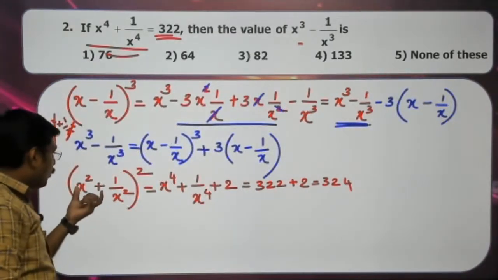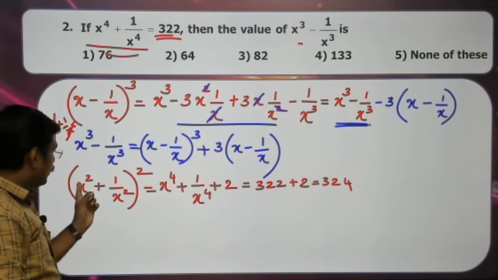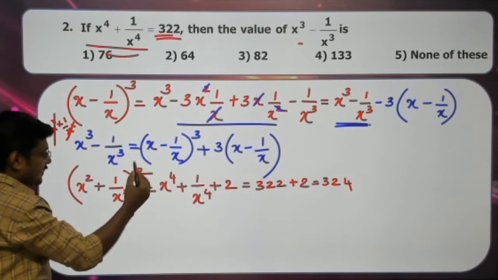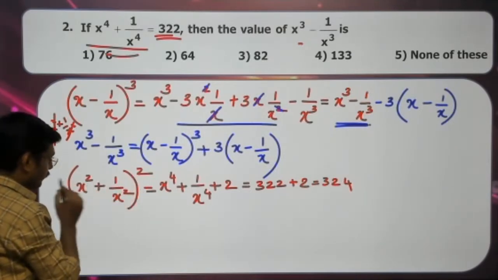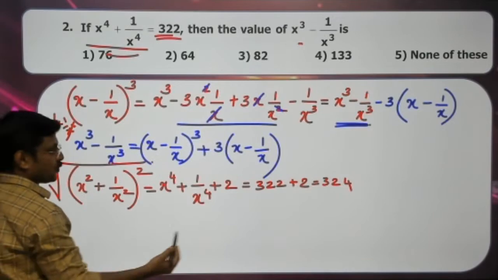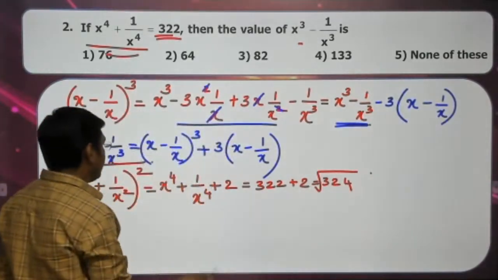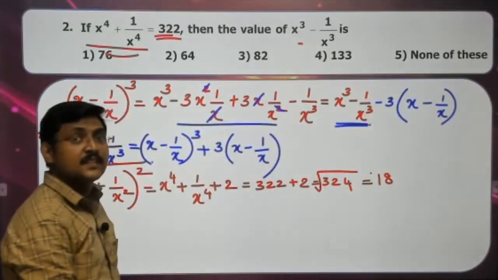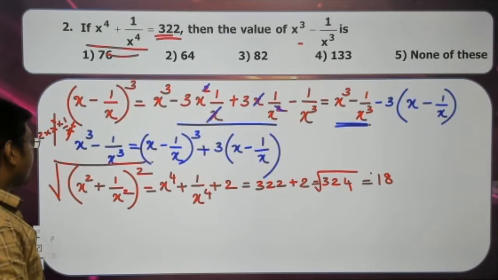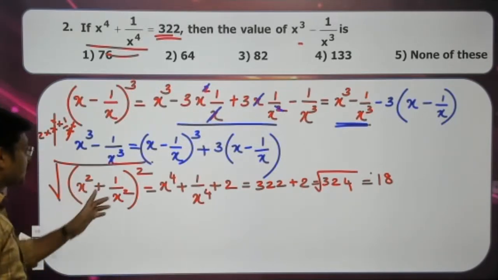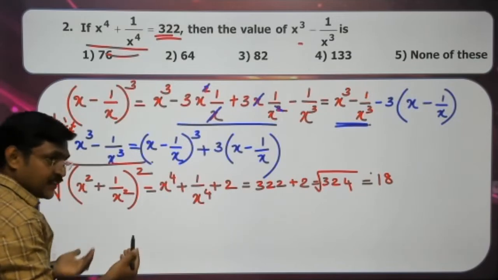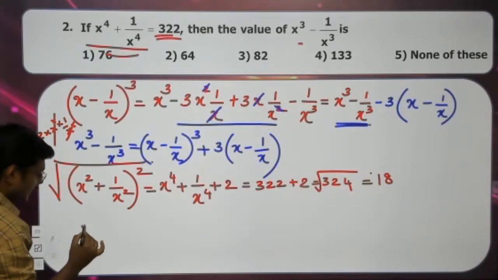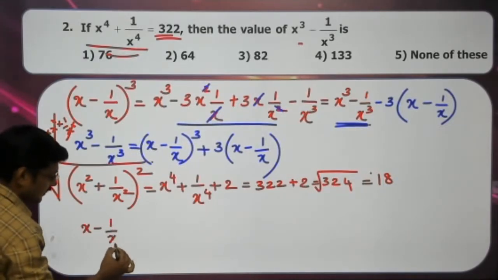And we want to know what is x square plus 1 by x square. If I am taking the square root, we can ignore this 2. On taking the square root of 324, we will get x square plus 1 by x square as 18, because the square root of 324 is 18. So we reached up to that point. Next step is, we need to frame this x minus 1 by x. For that, I am writing what is x minus 1 by x the whole square.